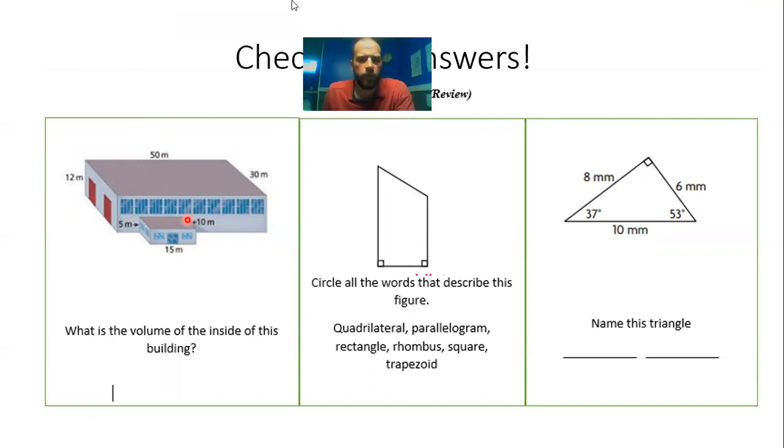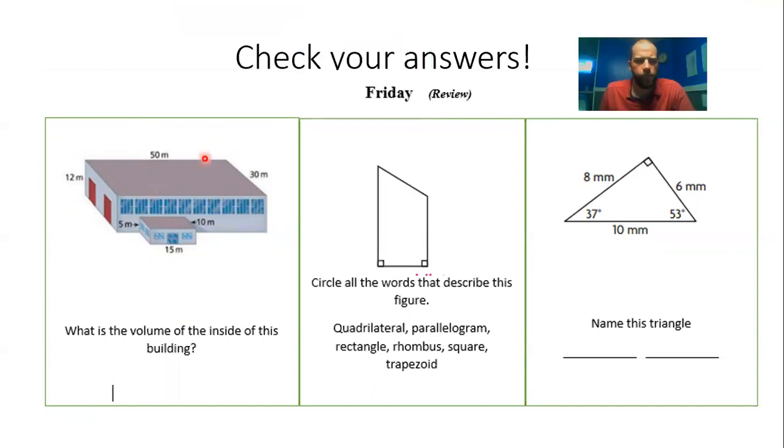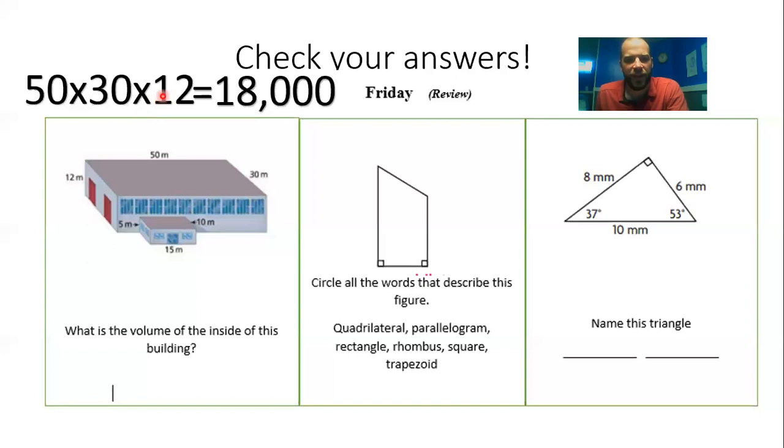So, looking at the top building. Okay, there we go. We are going to multiply 50 by 30 by 12. Why? Because the area of the top is 50 times 30, and then you multiply that by the height to figure out the volume up and down, and that is 18,000. So this big building has a volume of 18,000 cubic meters, which I didn't write. It's all right, as long as it's my answer.